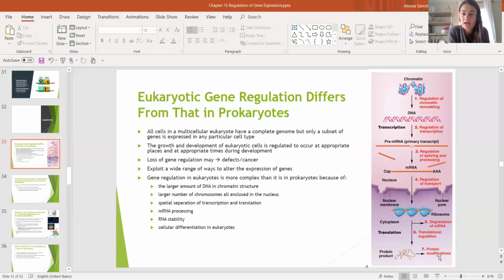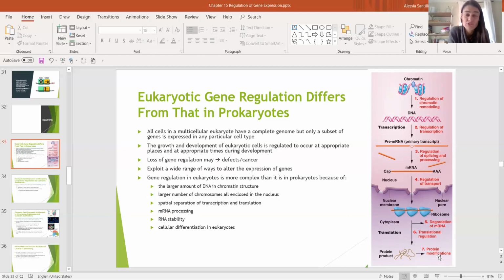Transcription can also be a place where we can have regulation, followed by, remember, in eukaryotes, our pre-mRNA, which is basically packed full of intervening sequences called introns, and we have to remove those introns.